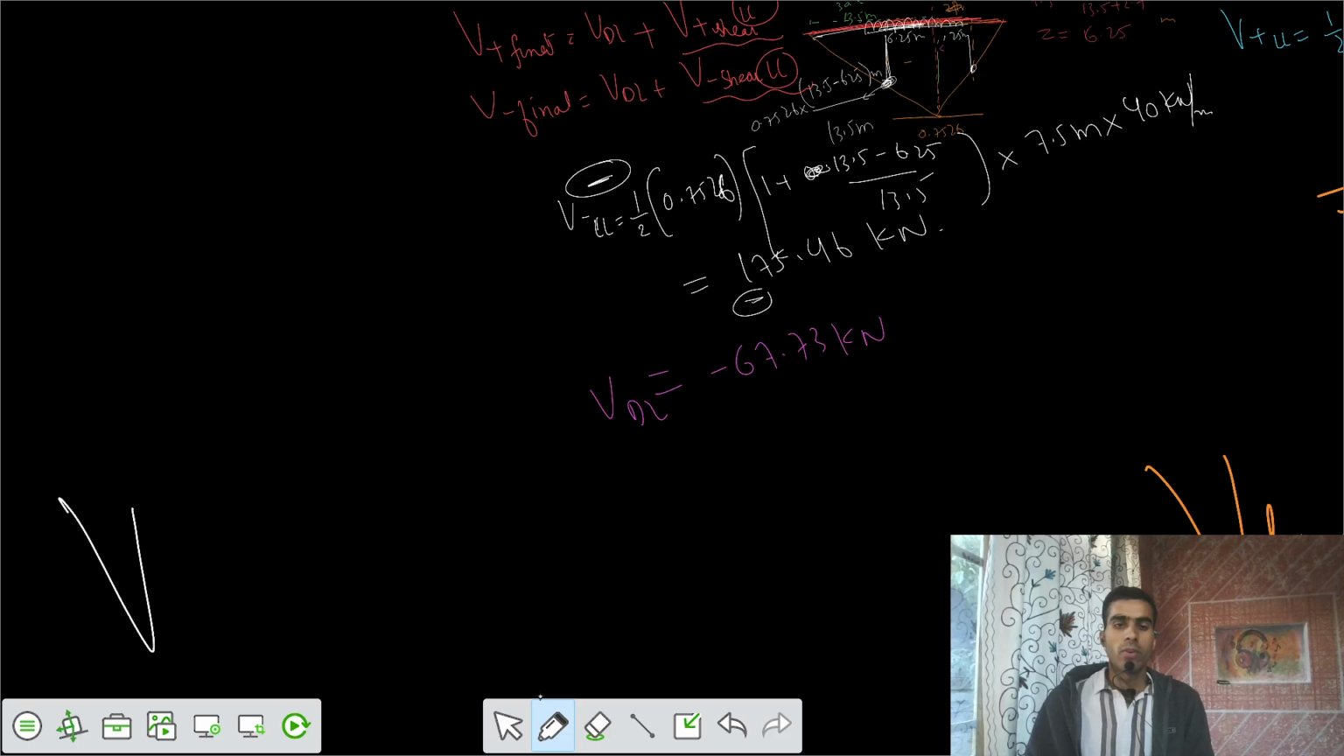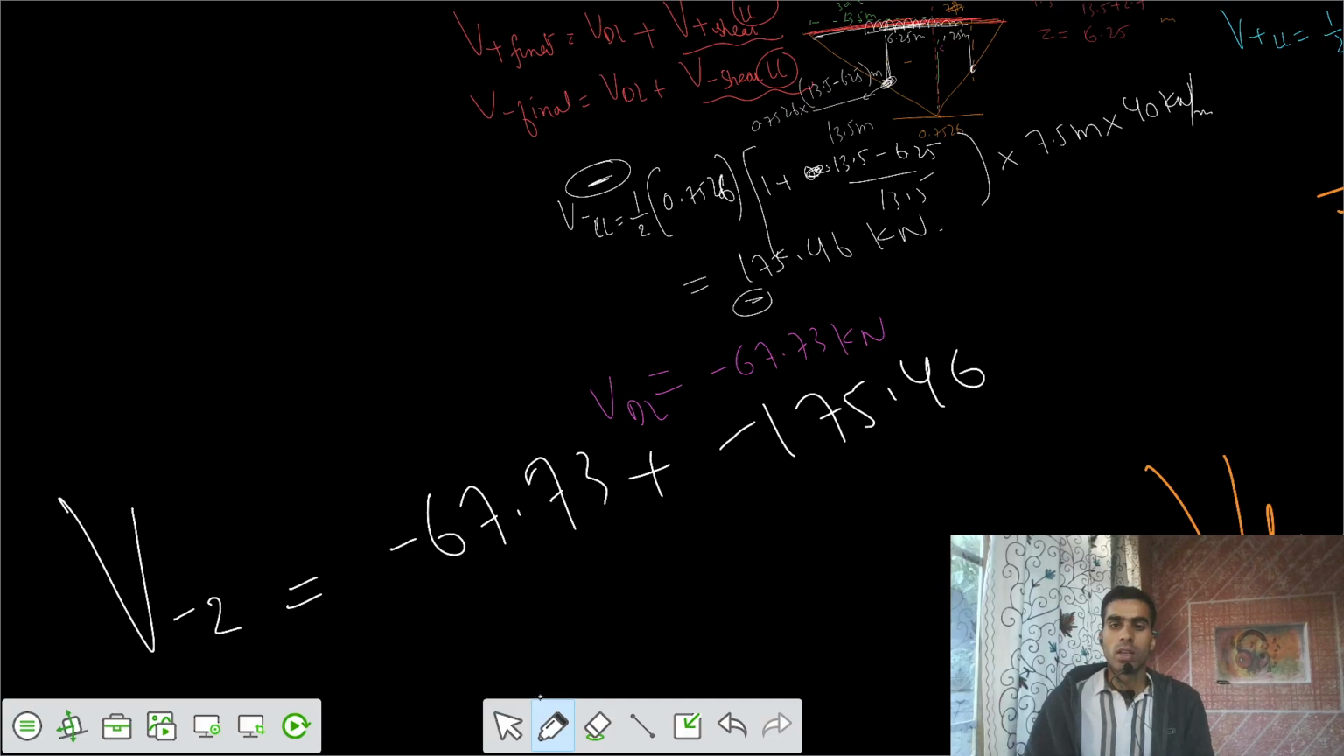Now, the total effect because of that negative: if you want to calculate V negative 2, or the negative force calculation for the member, that equals minus 67.73 plus minus 175.46. That's the final value of minus 243.19, let's say about minus 243.2. Let's take a general value that this is some value of V.